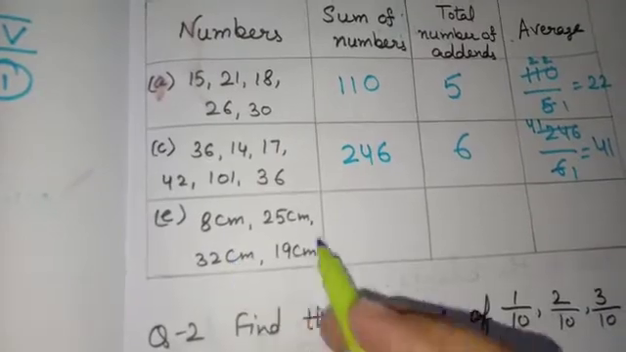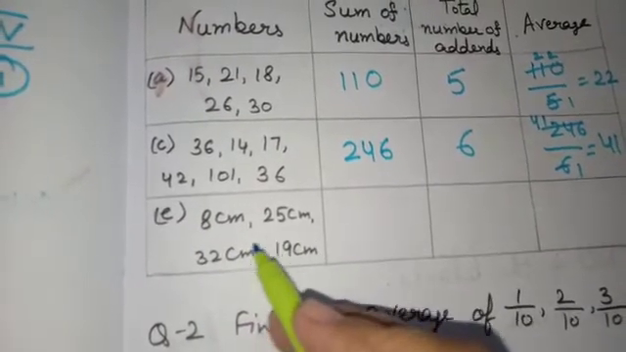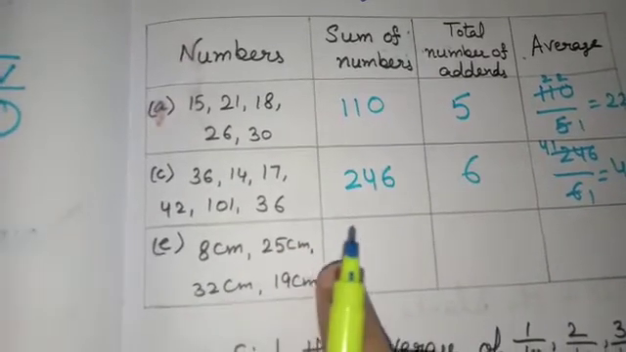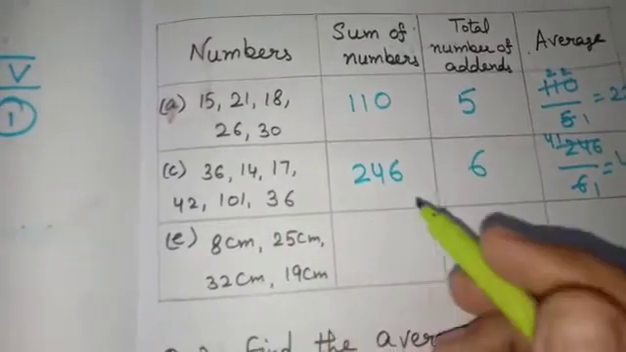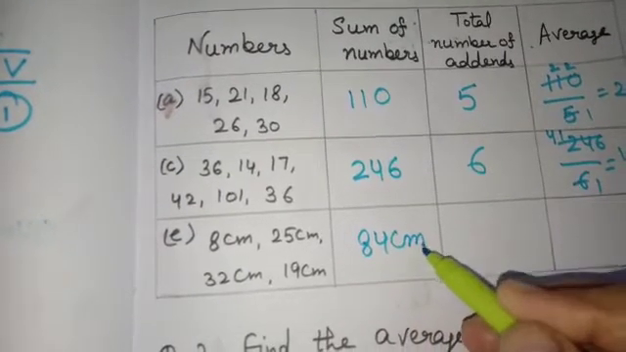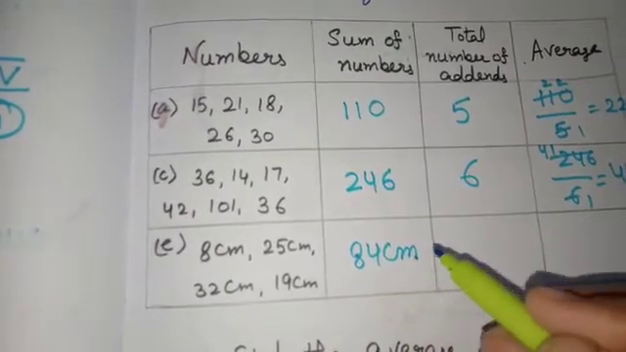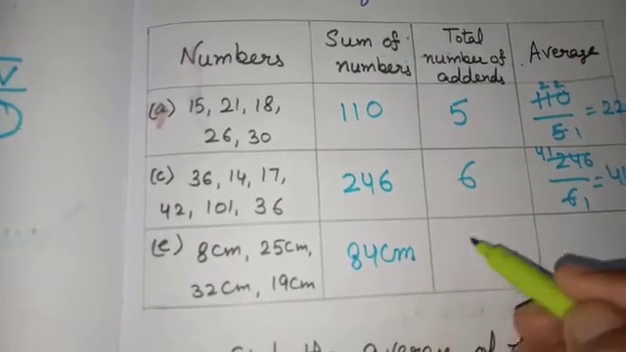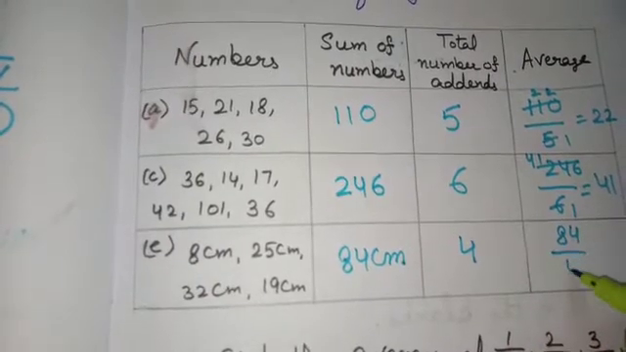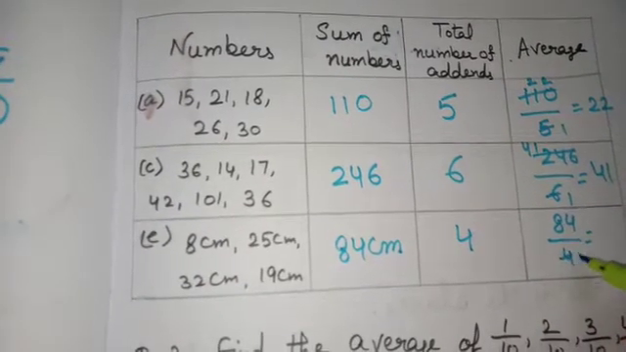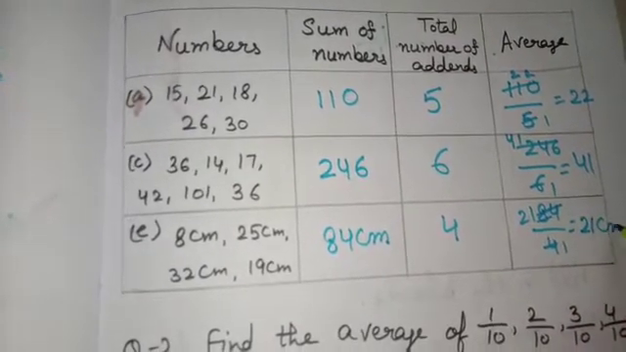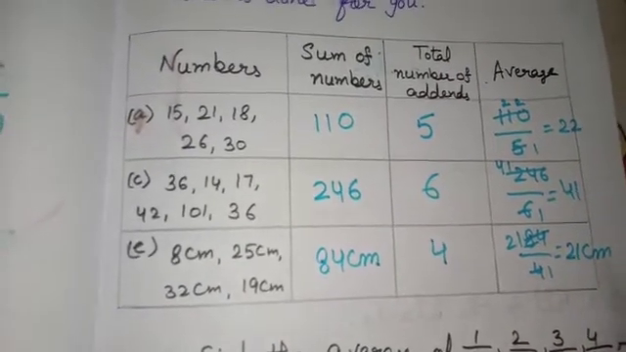In the same way, part E of the question is 8 centimeter, 25 centimeter, 32 centimeter, 19 centimeter. When I add all these, it will be 84 centimeter. Just keep in mind that if some unit is given, that unit will come with the answer. Then the total number of addends is 4. When 84 is divided by 4, it will be 21 centimeter as the average.